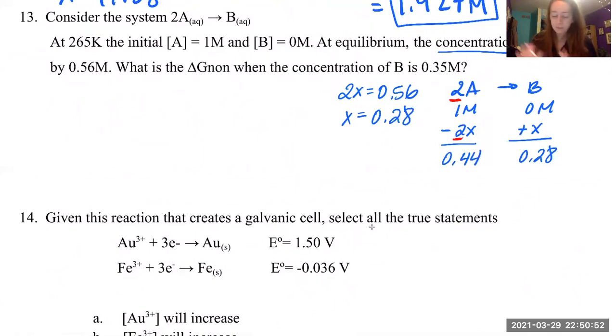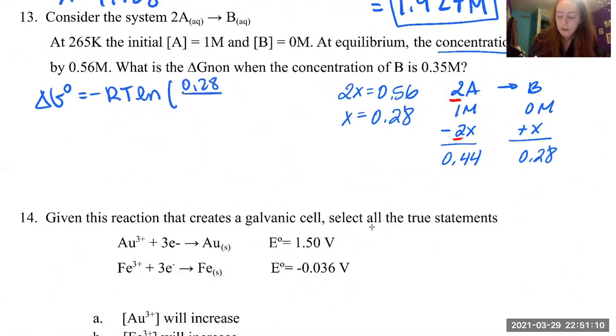Then we can use this information, because this will tell us at equilibrium, we can find out what happens with delta G standard. So delta G standard equals negative RT ln of K. So K is just going to be 0.28 over 0.44 squared, squared because of that coefficient that we were dealing with before. So you're going to solve for delta G, and that will equal negative 0.81. But we're not done yet.